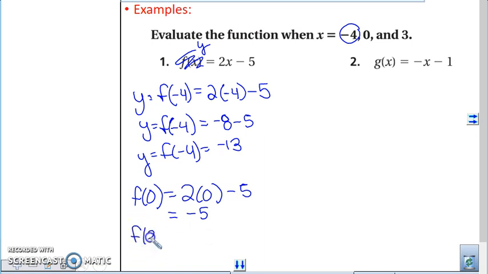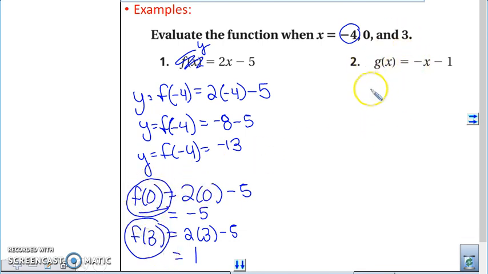F of 3, plugging it in for x, 2 times 3 minus 5, 2 times 3 is 6, 6 minus 5 is 1. Here's function notation. Instead of saying y, we say the function when we plug in x. Okay, let's go to number 2.